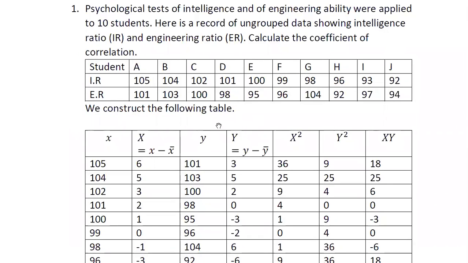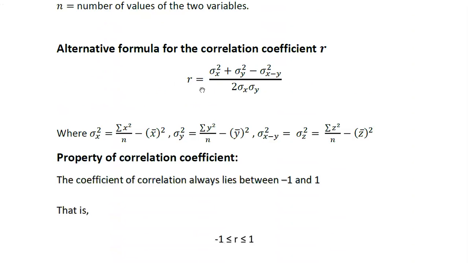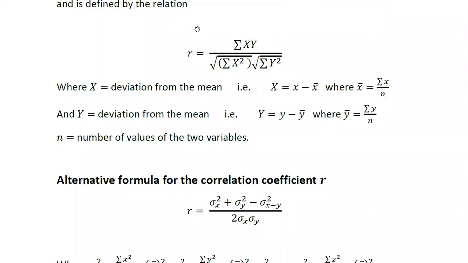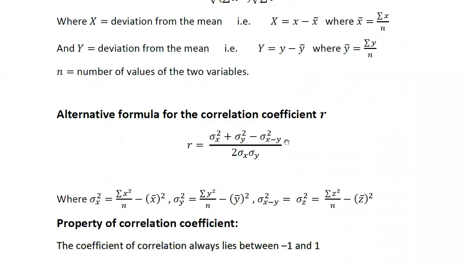So first of all, what we do is we construct the following table. Please note, you are finding the value of R here. To find the value of R, we are using this formula. So what do we need? We need to know the value of summation xy, and we have to calculate summation x square and summation y square. To get that, first of all, we have to find the values of capital X and capital Y. Capital X is equal to x minus x bar, capital Y is equal to y minus y bar.